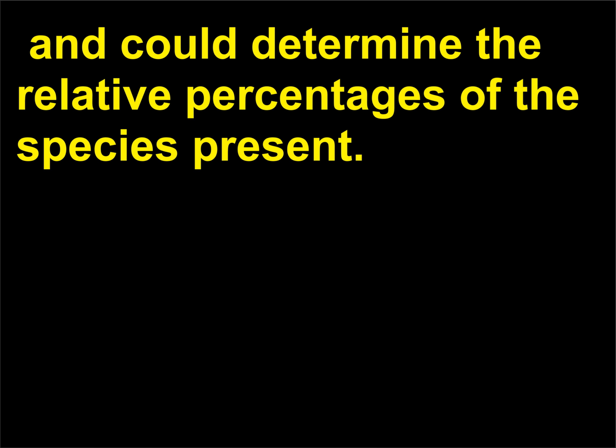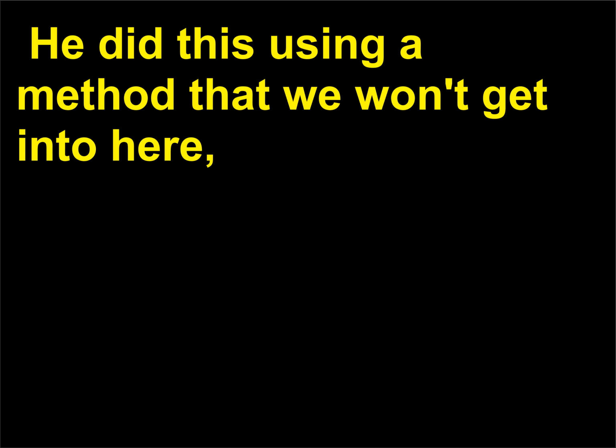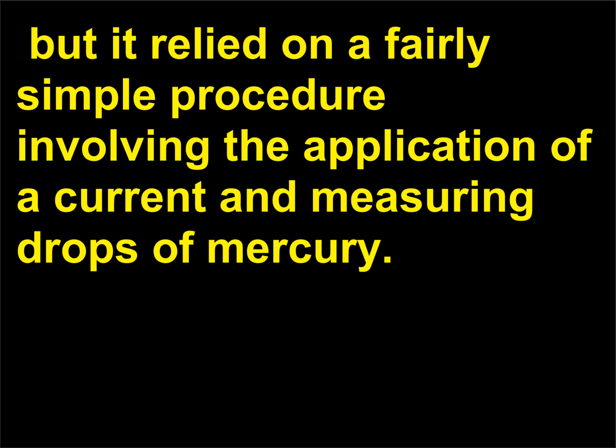and could determine the relative percentages of the species present. He did this using a method that we won't get into here, but it relied on a fairly simple procedure involving the application of a current and measuring drops of mercury.